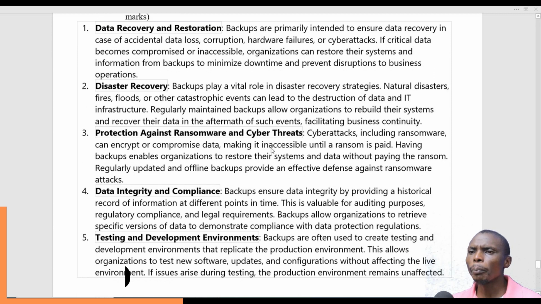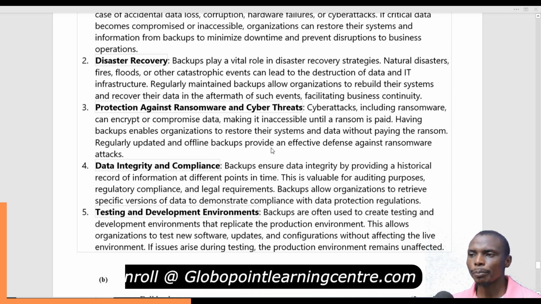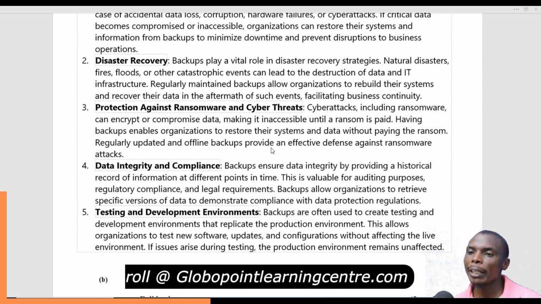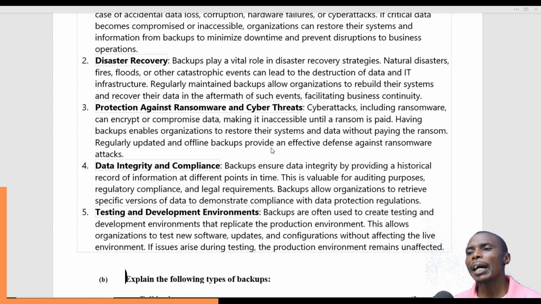The third one would be protection against ransomware and cyber threats. Cyber attacks, including things like ransomware, can encrypt or compromise data and make it to be in a form that the company or the ICT people cannot use, or make it inaccessible until a ransom is paid. So having backups enables organizations to restore their system and data without paying this ransom.